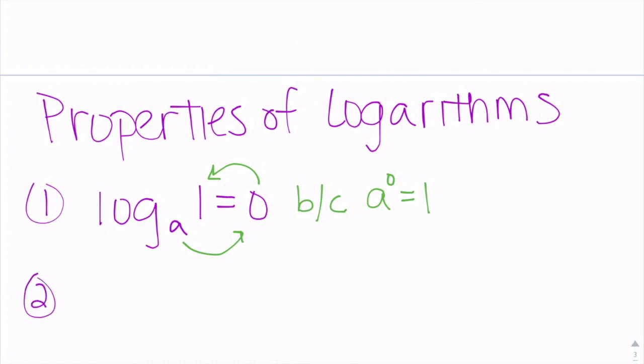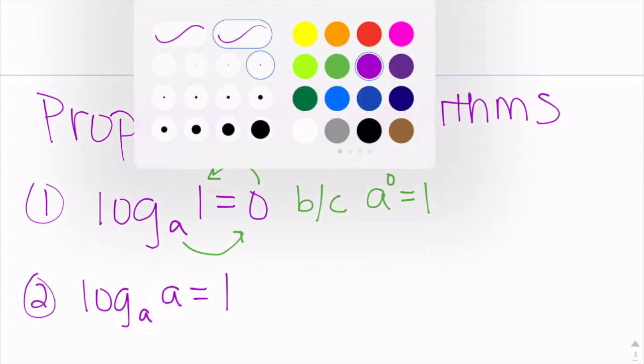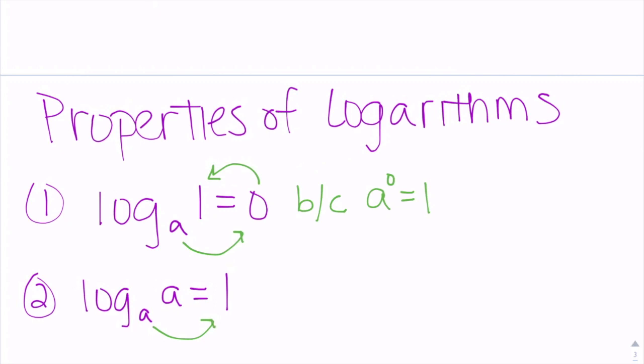The second property we're going to write down is log base a of a equals 1. Whenever the base of your logarithm matches the argument of your logarithm, then your answer will be 1. We can write down that this is because if we convert it to exponential form, a to the first power equals a, and anything to the first power equals itself.